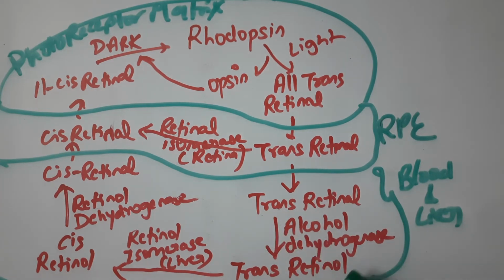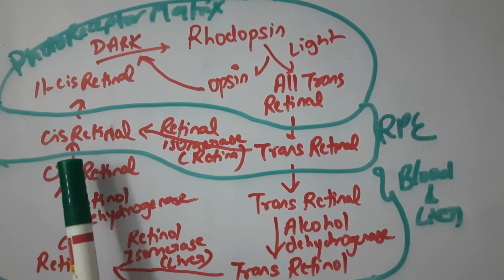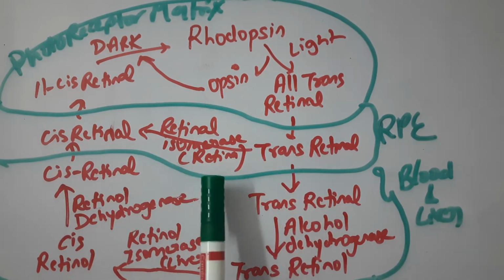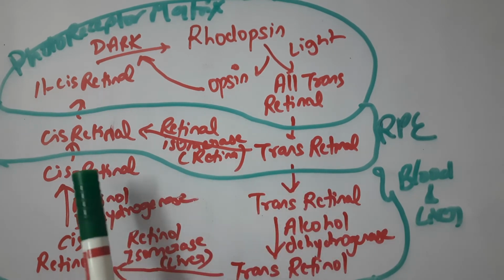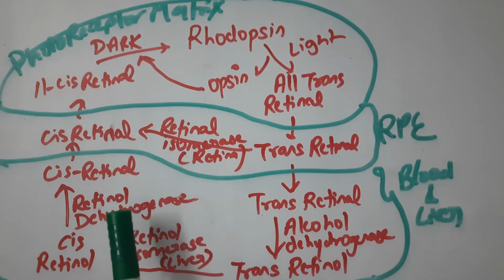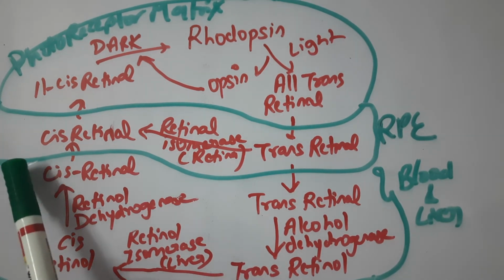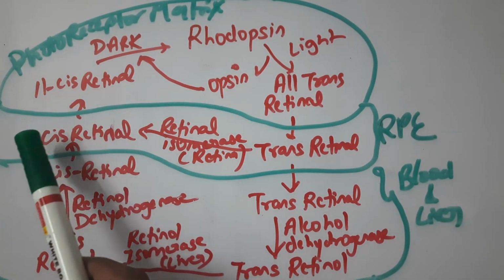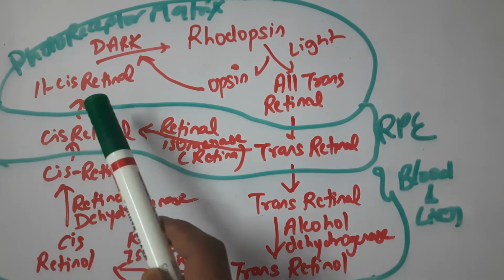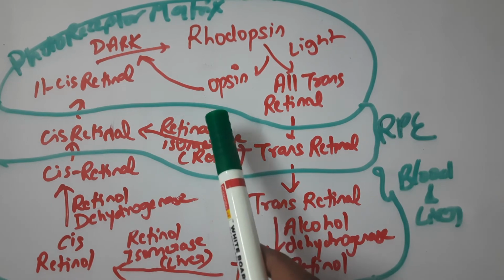Then trans-retinal via the enzyme alcohol dehydrogenase will convert into trans-retinol, which via retinol isomerase in the liver can convert into cis-retinol, which with the help of the enzyme retinol dehydrogenase will convert into the aldehyde form cis-retinal. Cis-retinal will migrate to the retinal pigment epithelium. In the retinal pigment epithelium, inside the retina, the trans-retinal can directly convert into cis-retinal via retinal isomerase, which is in the retina. And we talked about retinol isomerase in the liver. From cis-retinal, this will migrate to the photoreceptor matrix as 11-cis-retinal. In the dark, it will combine with the opsin to again form rhodopsin.